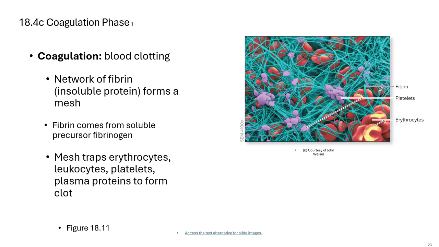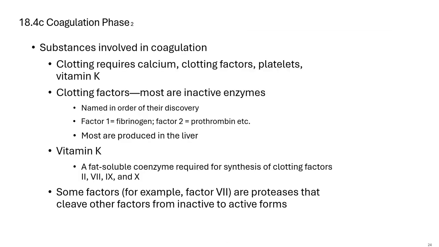So you have several things that are involved in the coagulation process. Many of them are what are called clotting factors. Clotting factors are mostly produced and synthesized in the liver. Many of them, or pretty much all of them, are in an inactive form, so they have to be converted from an inactive form to an active form.